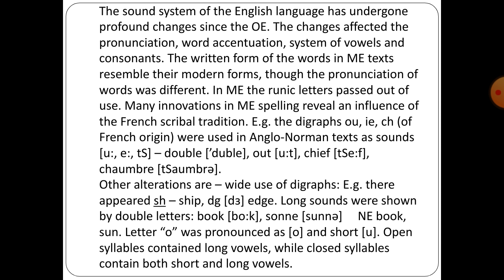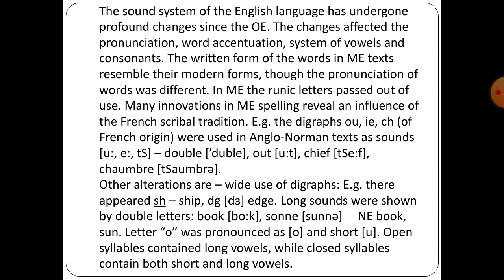For example, the digraphs OU, IE, CH of French origin were used in Anglo-Norman texts as sounds U, E, ts: out, ut, chief, chef, chamber. Other alterations are wide use of digraphs. For example, there appeared sh: ship; dg, j: edge.